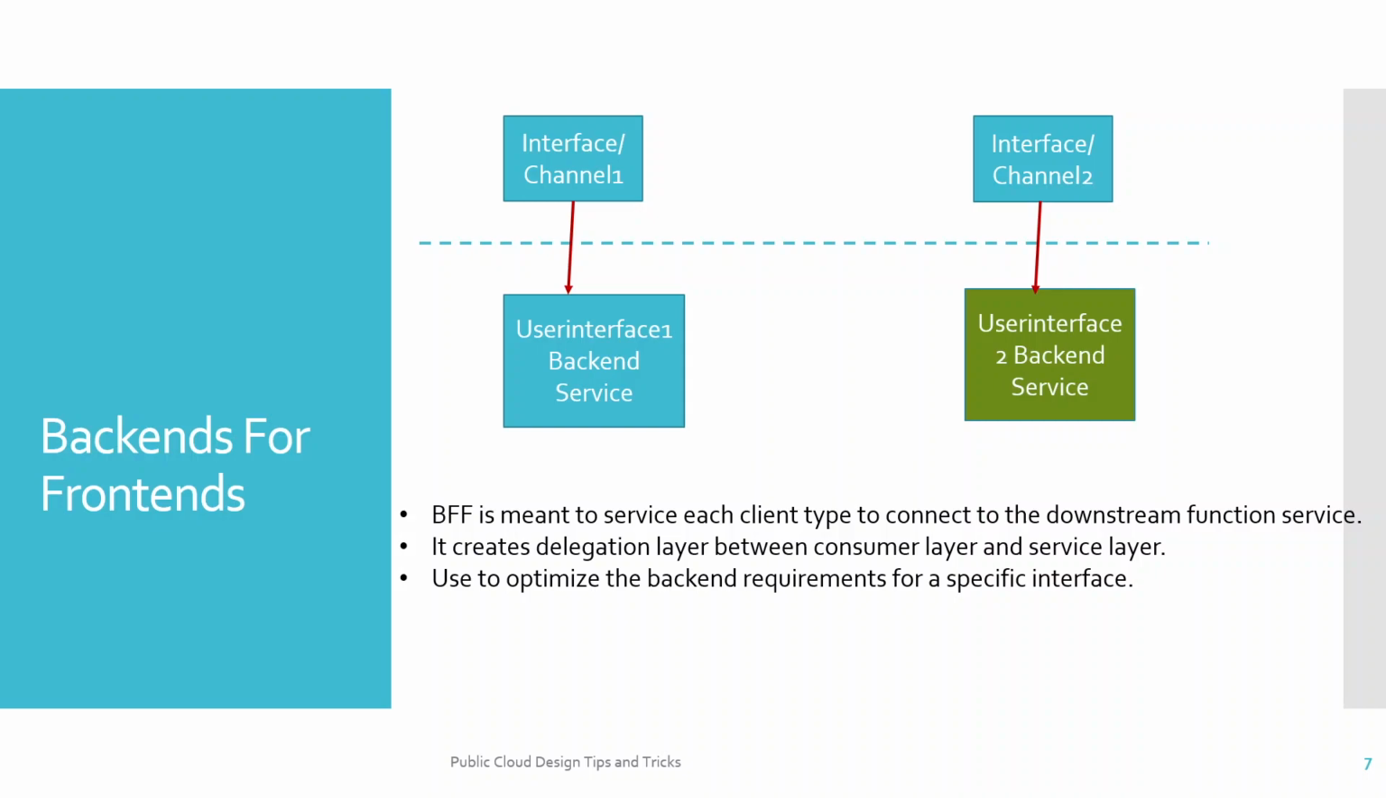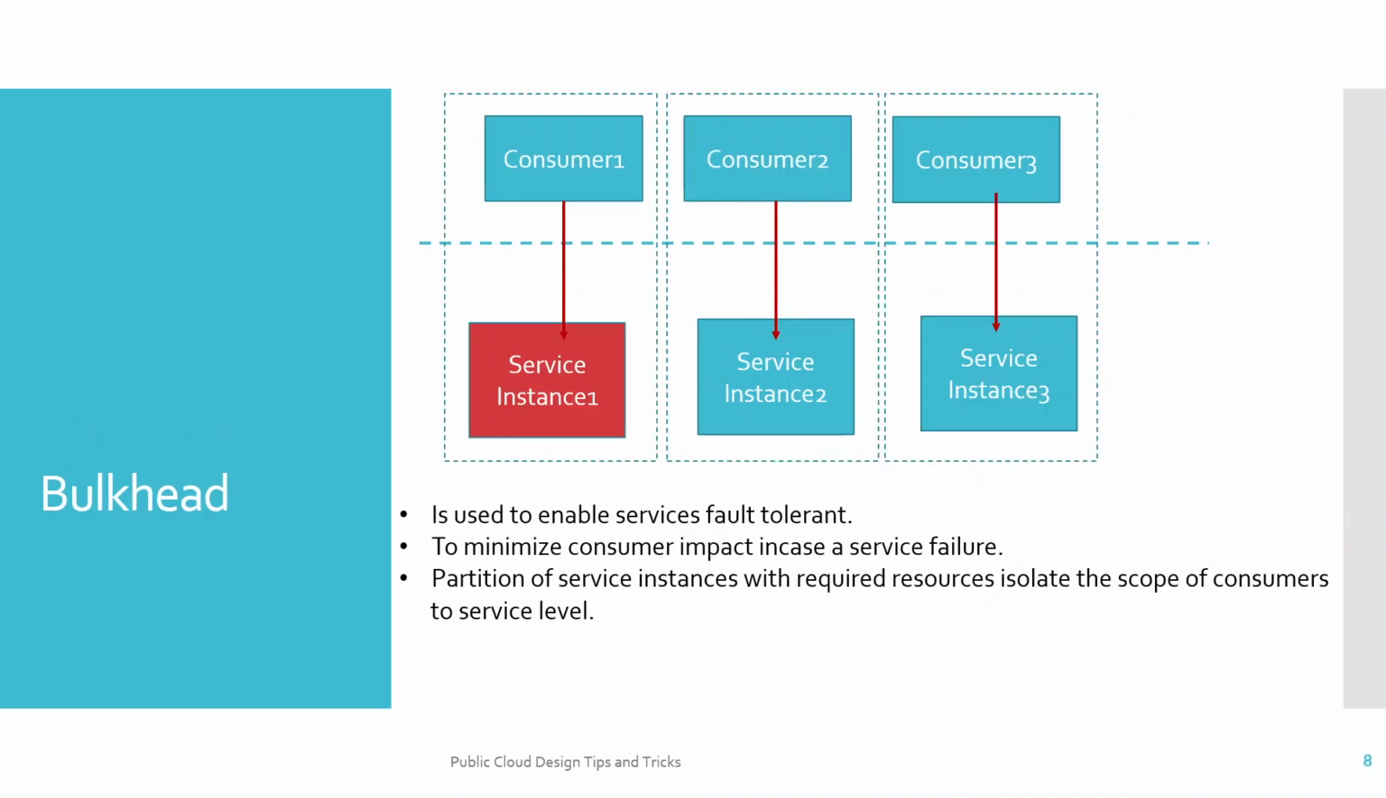Okay, now what it does, it always creates a delegation layer between a consumer layer and a service layer, and it always optimizes the backend requirements for a specific interface. So in the example I explained, there is a user interface for mobile or a user interface for desktop, so they both have different kinds of requirements. BFF is a delegation between that user interface and the downstream service which caters to the requirements of the user interface, or the channels. So that is where it comes into the picture.